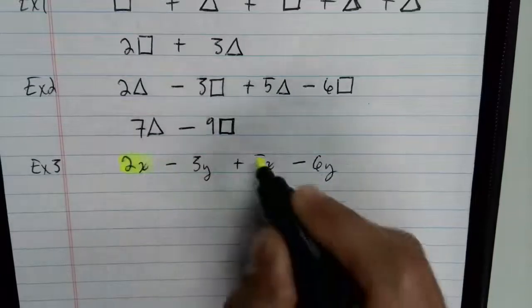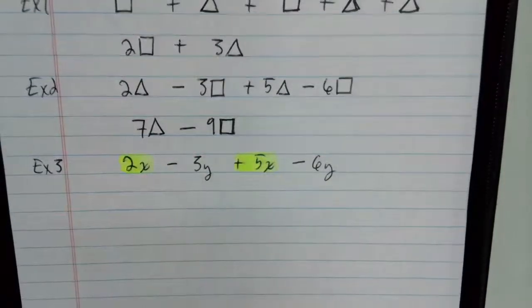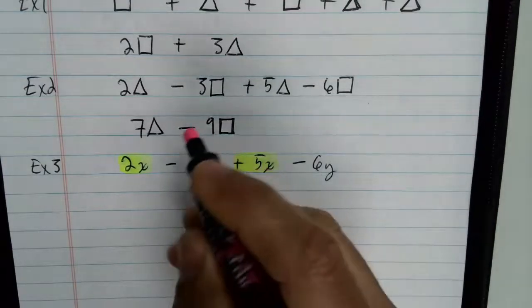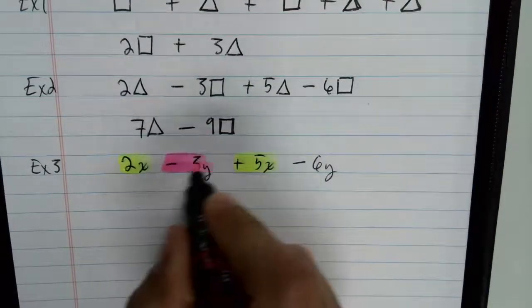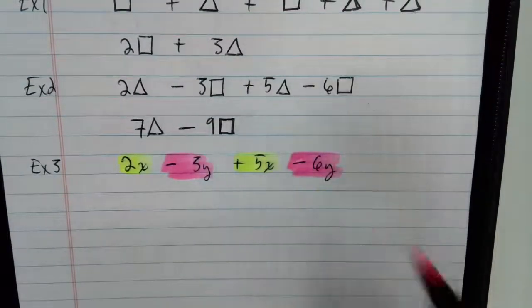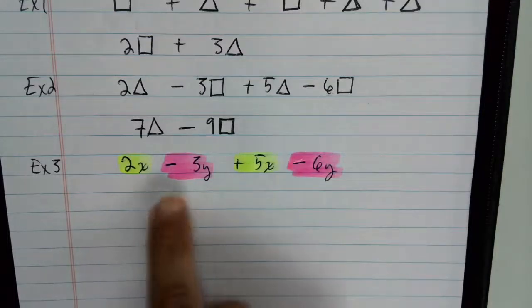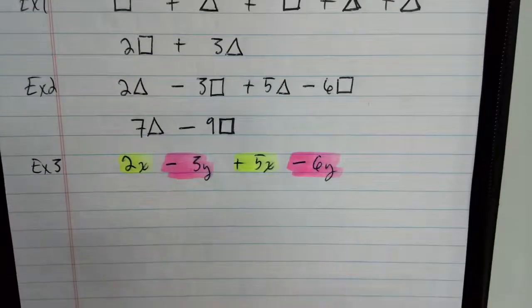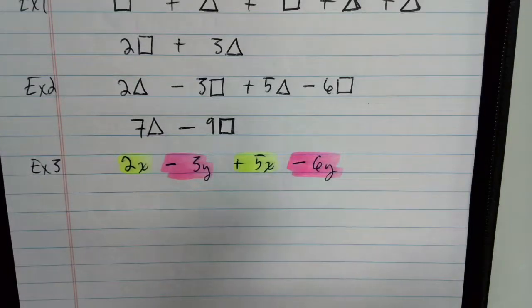Well, let's use our colors for everything that has an X. I'm going to highlight in yellow. What if I don't have colors at home? Everything that has a Y, I'm going to highlight in pink. And you notice I kept the sign that was in front of it. What does that sign do for me? That helps me know negative or positive, and how to combine them, whether it's addition or subtraction.